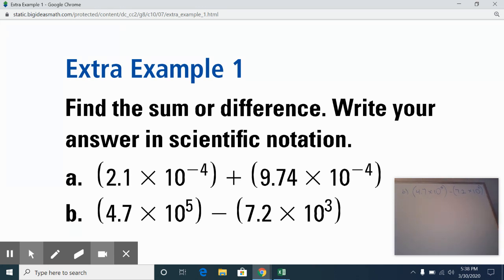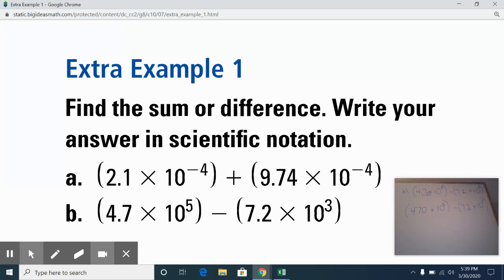So I'm going to take 10 to the 5th and I'm going to make it into 10 to the 3rd by moving my decimal in 4.7 2 units to the right, because that would allow me to subtract 2 from 5. Okay, so I'm going to move this decimal 2 units, and remember, when I have an extra space, I fill it in with a 0. So my new number is this, 470. Now I can write it as 10 to the 3rd. Okay, minus 7.2 times 10 to the 3rd.